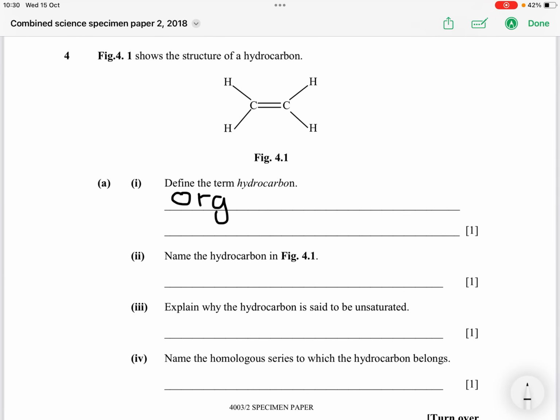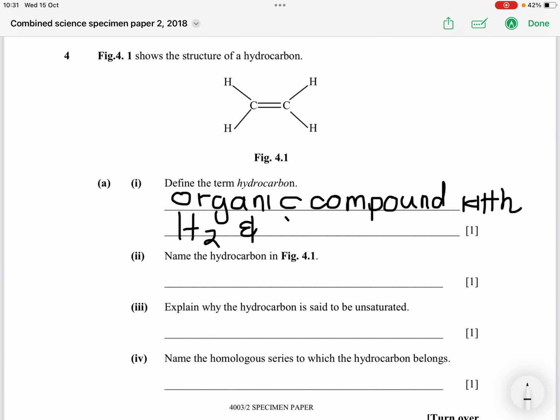So we are saying it is an organic compound with hydrogen and carbon only. So make sure that you don't omit the only, because it is an organic compound with hydrogen and carbon only.